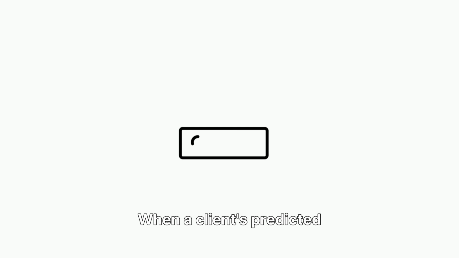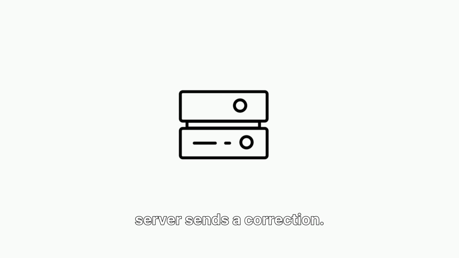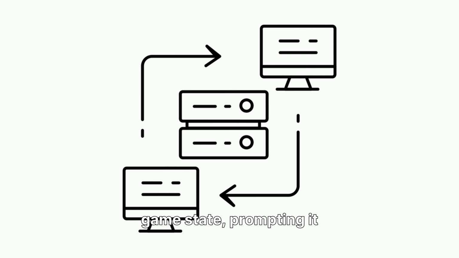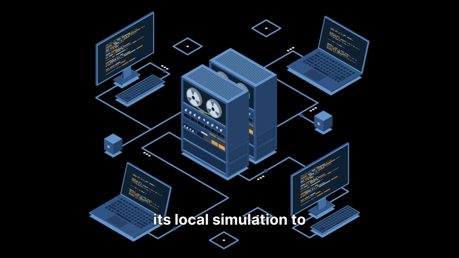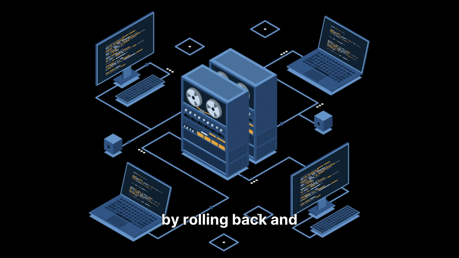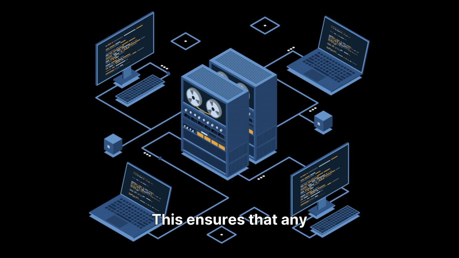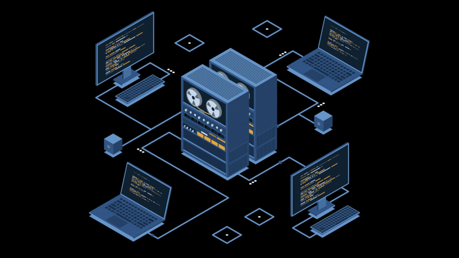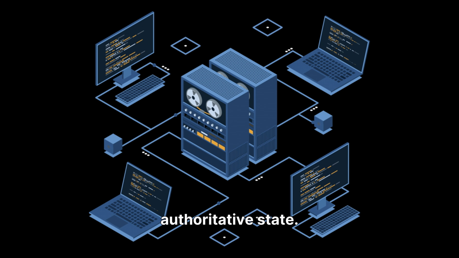When a client's predicted state deviates from the server's authoritative state, the server sends a correction. This correction informs the client of the true game state, prompting it to adjust its local simulation to match the server's reality. The client then adjusts its local simulation to match the server's, often by rolling back and replaying inputs from the point of divergence. This ensures that any temporary visual discrepancies caused by client-side prediction are quickly resolved, bringing the client's view back into alignment with the server's authoritative state.